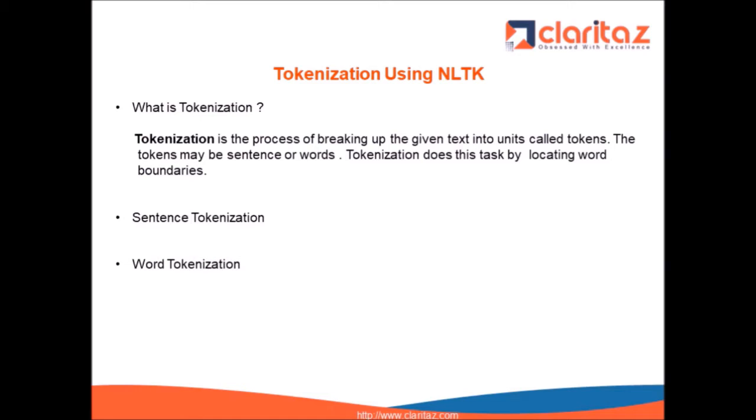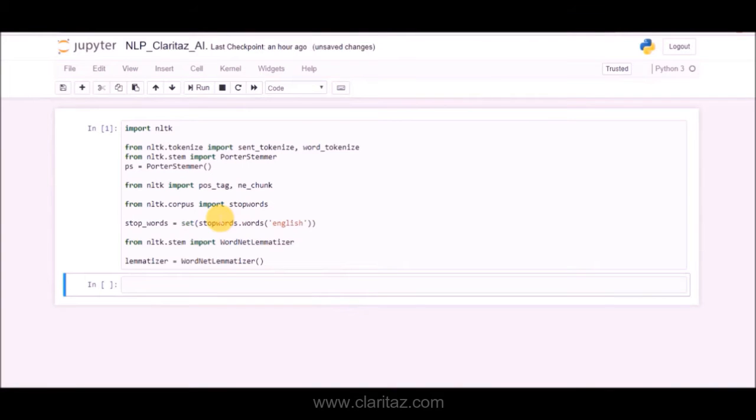Now let us look into the coding part. We are using Jupyter Notebook for our coding purpose. First, import NLTK. Then import sent_tokenize and word_tokenize from NLTK. These are the other packages we are covering today.